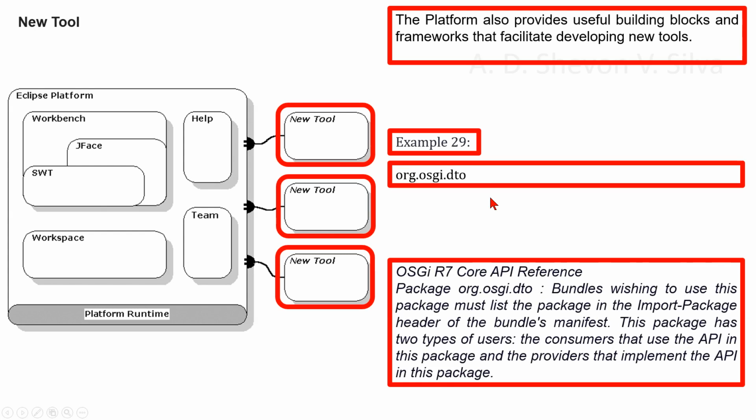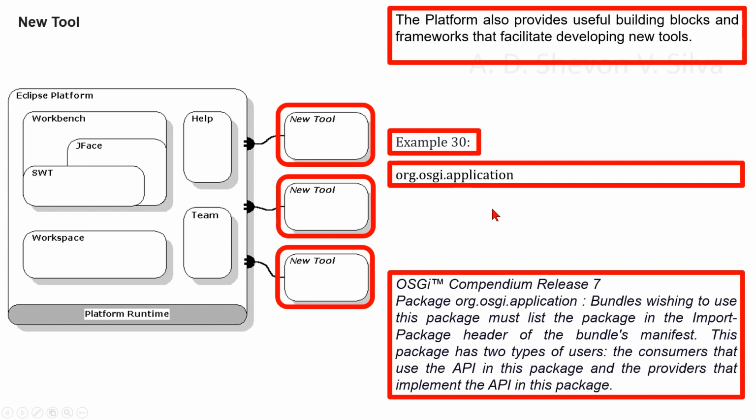Now we are considering OSGi 7 core API reference package org.osgi.dto. Bundles wishing to use this package must list the package in the Import-Package header of the bundle's manifest. This package has two types of users: the consumers that use the API in this package and the providers that implement the API in this package.